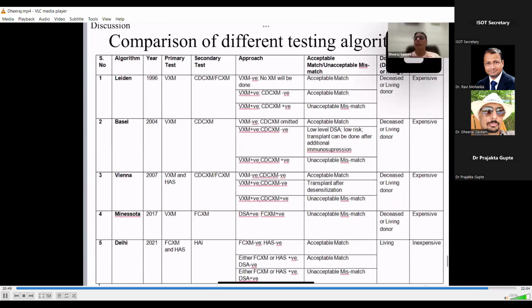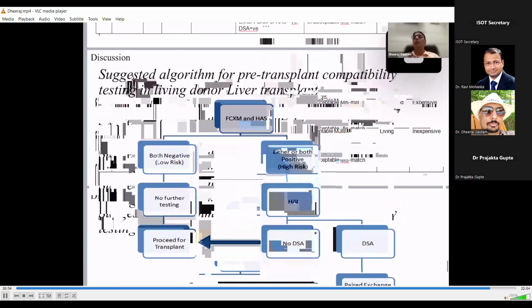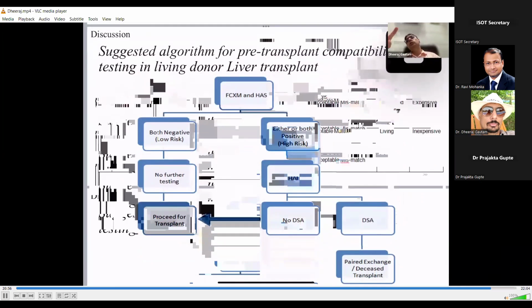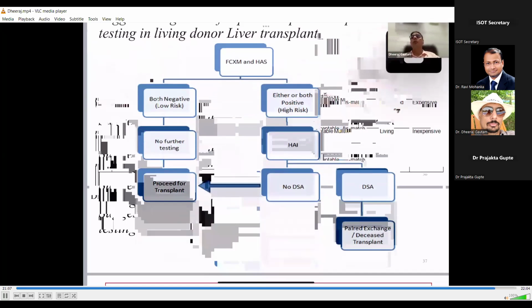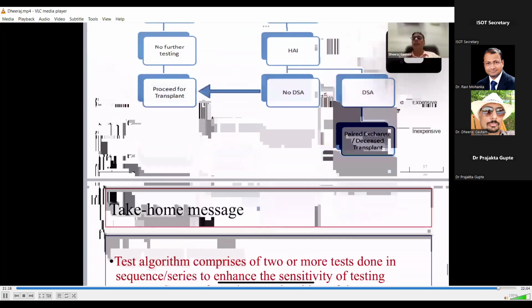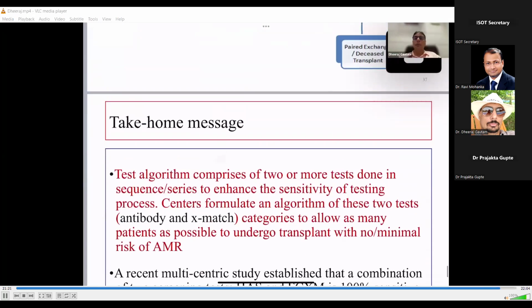We suggested an algorithm for pre-transplant compatibility: you do the flow cytometry cross match as well as the HLA based cross match. If both are negative, it is low risk. No further testing is required and you proceed for the transplant. If either or both are positive, then it is high risk, do HAI. If no DSA, proceed for the transplant. If DSA, then paired exchange or deceased donor transplant should be done.